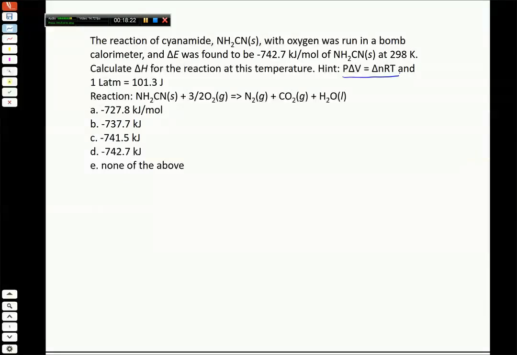And so what we have then is the relationship between delta E and delta H. So delta H is equal to delta E plus P delta V. That's the relationship we should know from learning in class, where this is, again, derived from the equation for delta E using heat and work and all that. So, which we can then rewrite as delta E plus delta nRT.